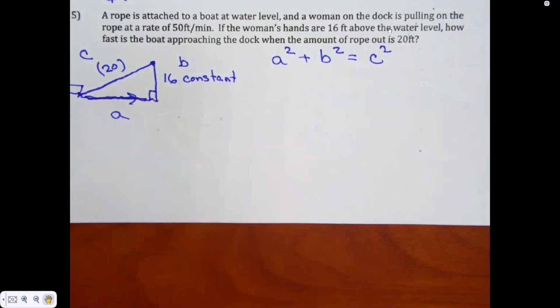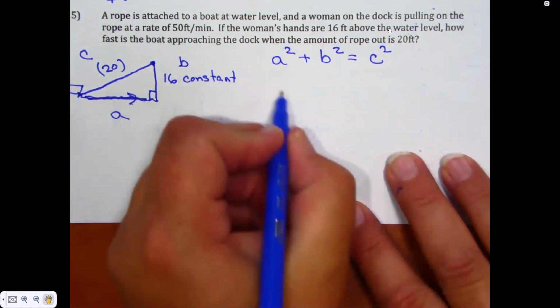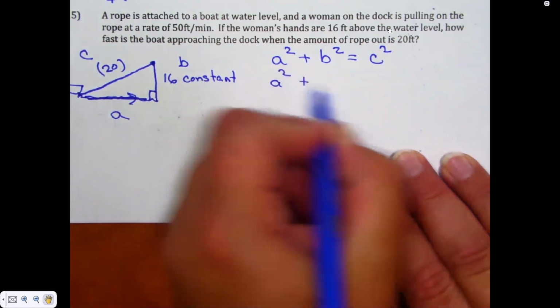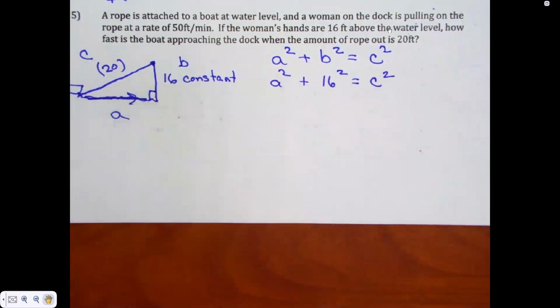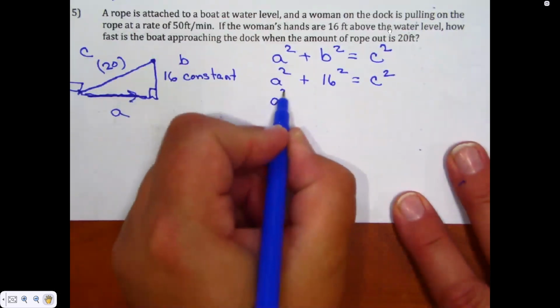What else? Oh, what we can plug in. So we got our relationship. What can we plug in though? What is never changing? The 16. So let's at least plug that in. A squared plus 16 squared equals C squared. And if you have the A and B reversed, that's okay. Don't worry about that. You just have to make sure C is the hypotenuse. All right, and 16 squared is 256.